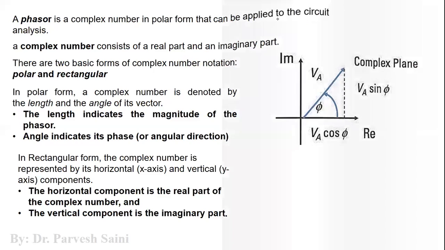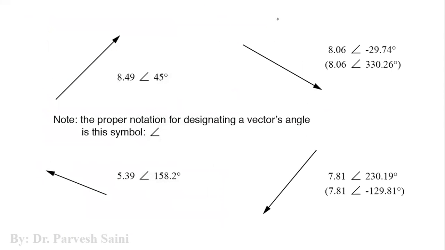So let us understand this with some more examples here. If you see, there are four phasors shown of some arbitrary alternating quantity.